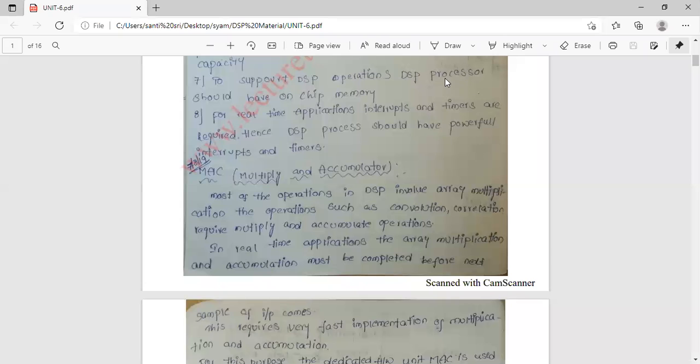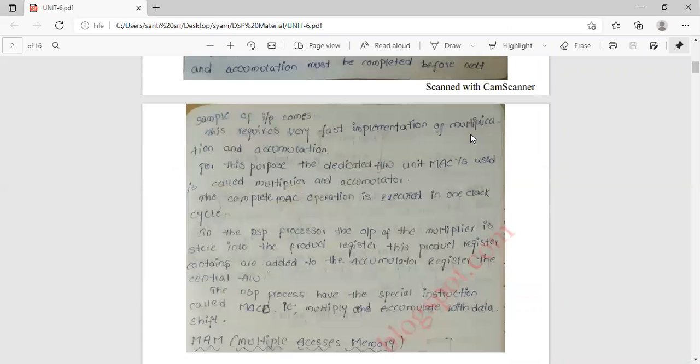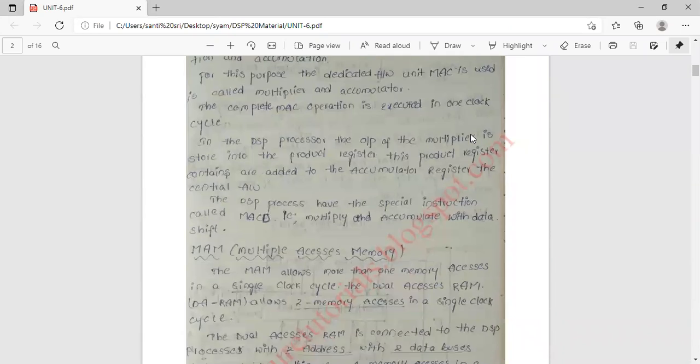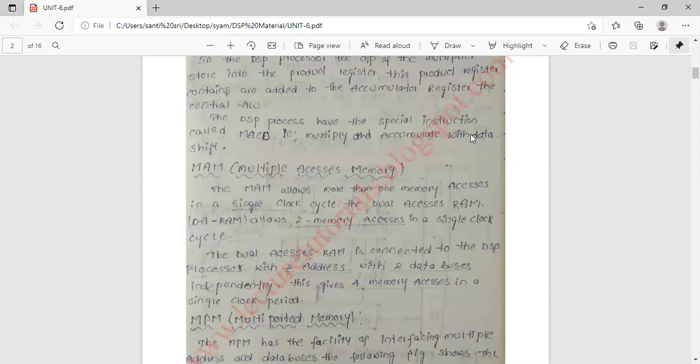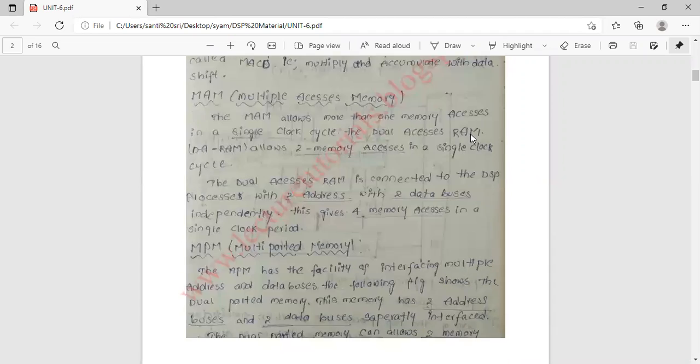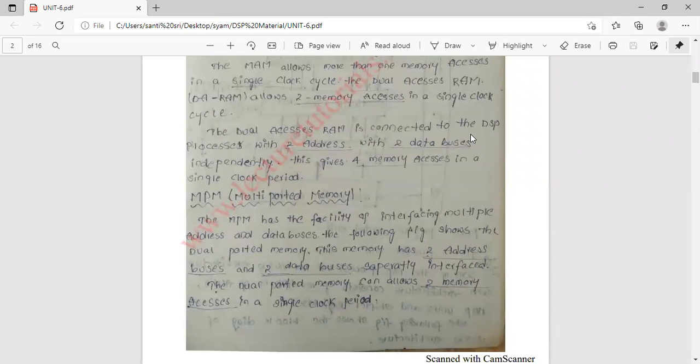Next one is MAM, multiple access memory. Here we have more memories, so two, three, or four memory accesses are possible during a single clock cycle. Next, MPM, multiple ported memory, having multiple ports.